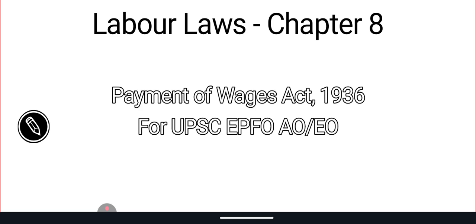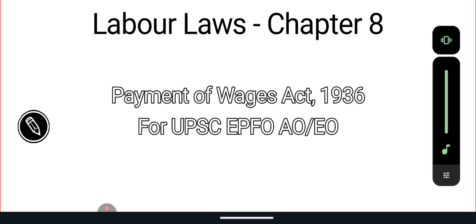Yesterday we discussed chapter 7, the Employees Compensation Act 1923, and today we come up with another chapter of labor laws for UPSC EPFO AO, which is the Payment of Wages Act 1936. Without wasting any more time, let's start our topic and explanation.